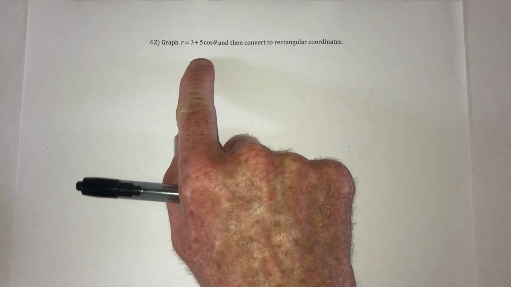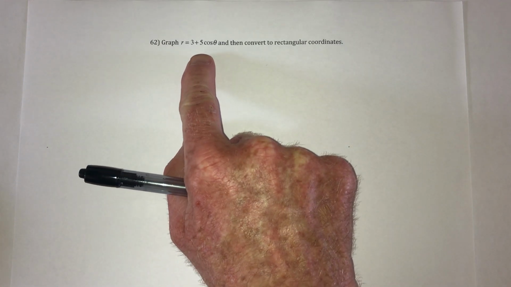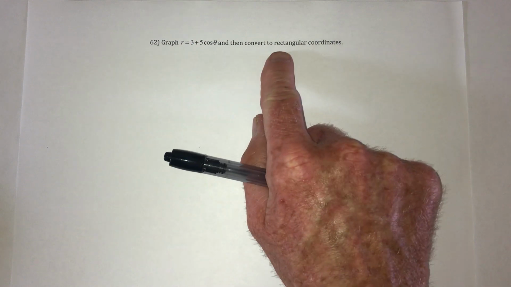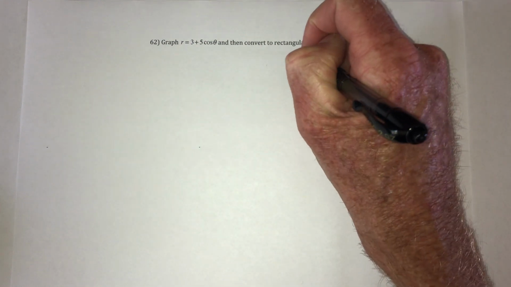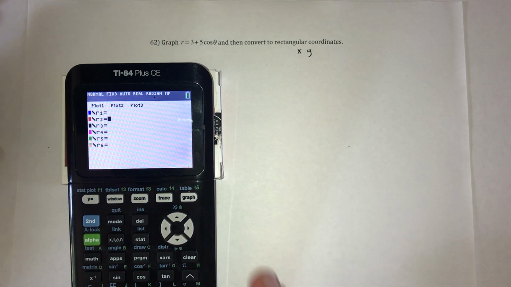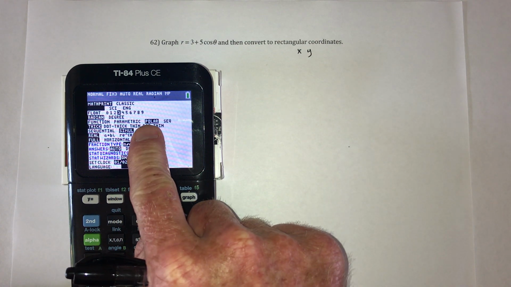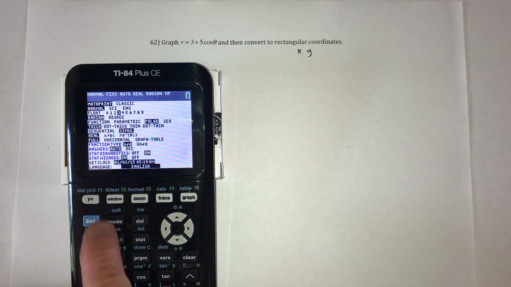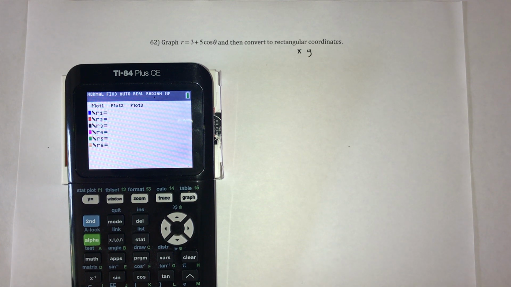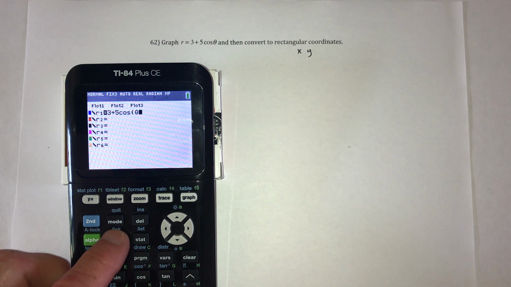So first of all, graph this polar function, of course using the calculator, and then convert to rectangular, which means x's and y's. So we'll get rid of the r and the theta and have just x's and y's. But first, for the graph. So of course, make sure that it's in polar form and that it's in radians. And this one is r equals 3 plus 5 cosine of theta.